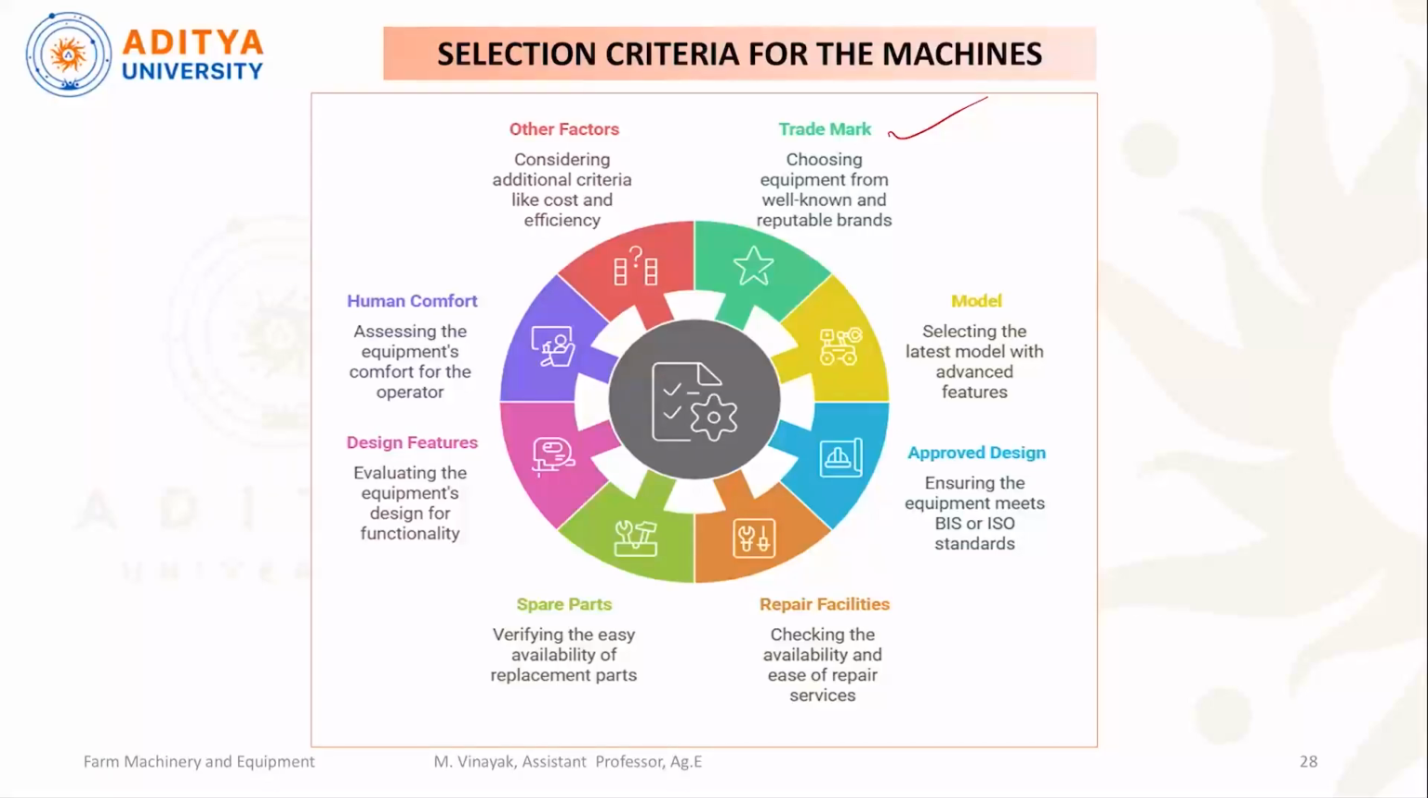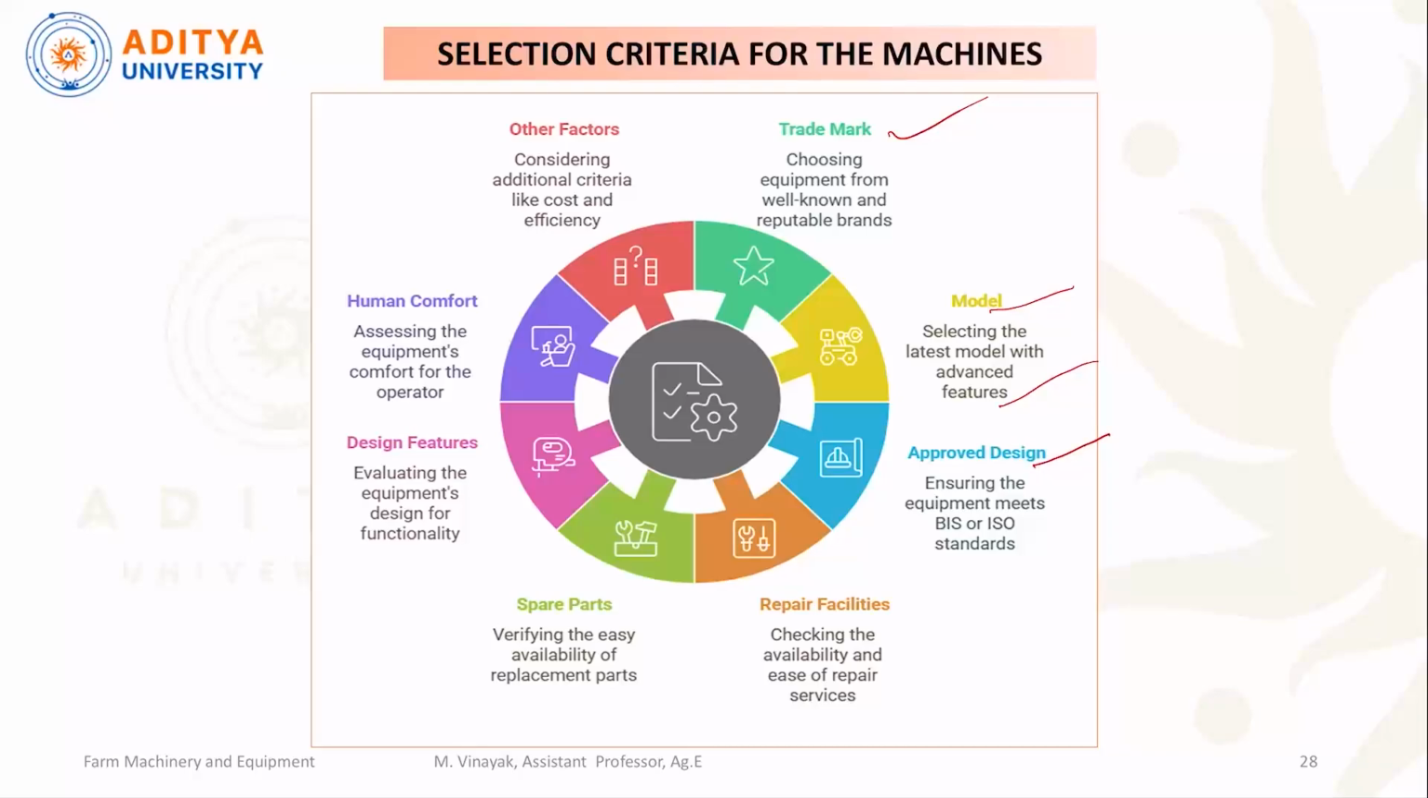Not only problems or repair and maintenance, but if any product is damaged, in some situations we need to replace it with a new product. In that situation, the new product is easily available in our premises. Next one is the model, selecting the latest model with advanced features. Suppose some sensor based technologies are involved in tractors also. Based on our conditions and situations, we can select the latest model for selection of the farm machine.